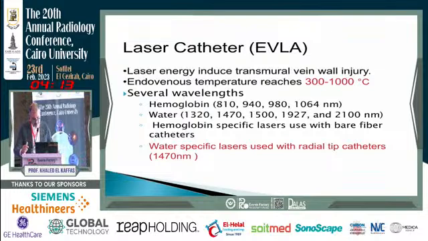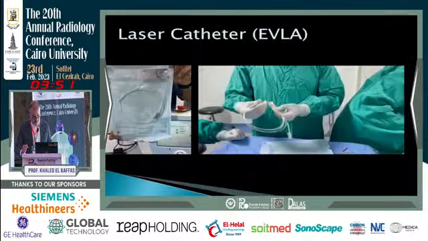What about laser? Laser is a high energy induced transmural vein wall injury. The heat may reach about 1000 degrees centigrade. We have different wavelengths, either hemoglobin specific or water specific. The hemoglobin specific we use with a bare fiber catheter, while the water specific we recently use. It decreases the perforation and reduces the post-operative pain.